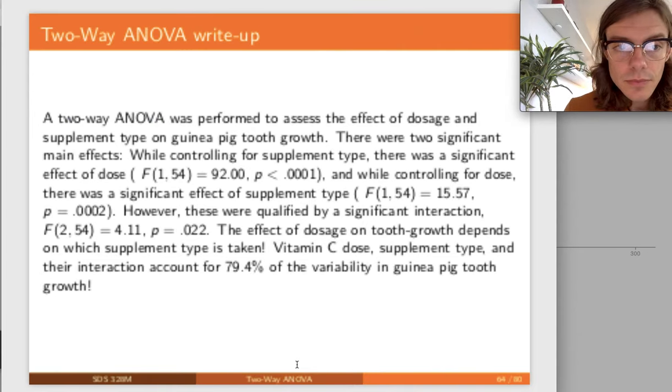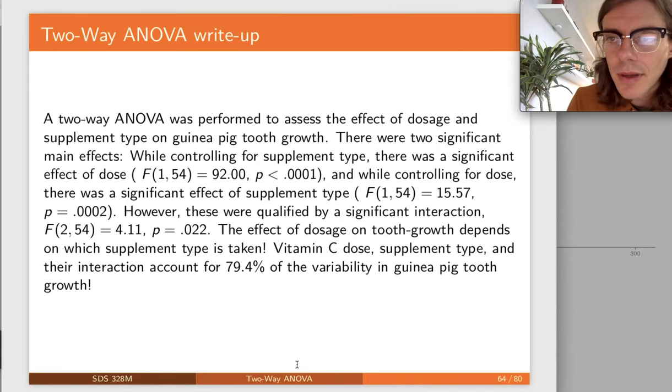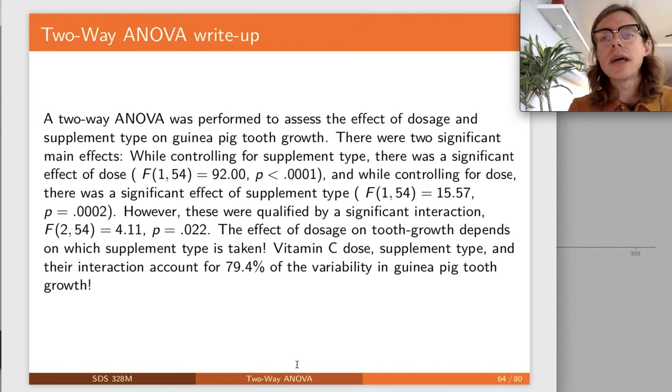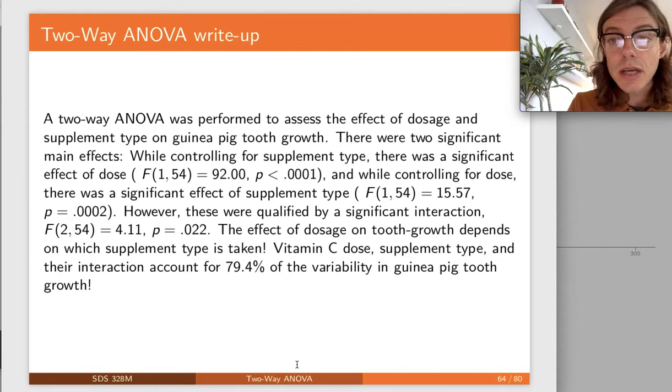Cool. Here's a full write-up. So in light of everything we did, right, we ran the full two-way ANOVA. We saw that there was an interaction. We got the R squared or the eta squared, the proportion of variation you can account for with supplement type, dosage, and the interaction. Cool. And you could do post hoc tests. We'll talk about that in a second. You typically won't have to. You might want to on your project.